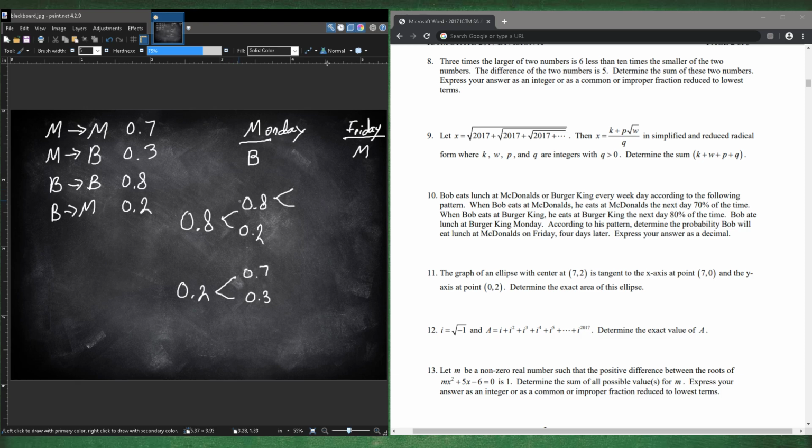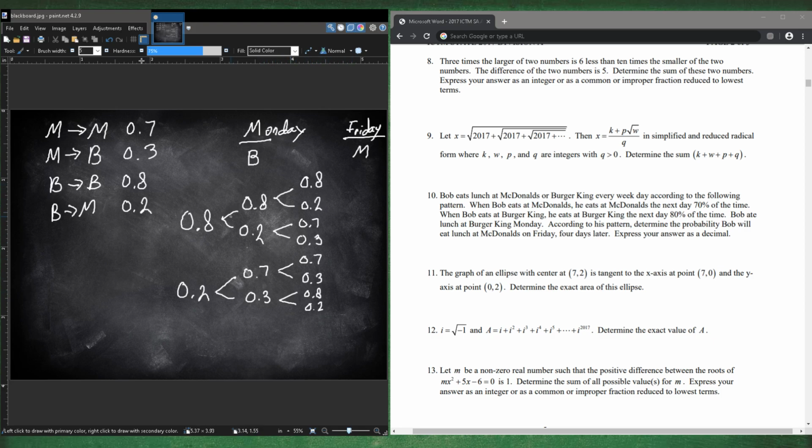Okay. So 0.8 ends with Burger King, so we start with Burger King, which is 0.8 and 0.2. This one ends with McDonald's, so it starts with McDonald's, so 0.7, 0.3. This one ends with McDonald's, so we have to start with McDonald's, 0.7, 0.3. And 0.3 ends with Burger King, so we have to start with Burger King, which is 0.8 and 0.2. Right.